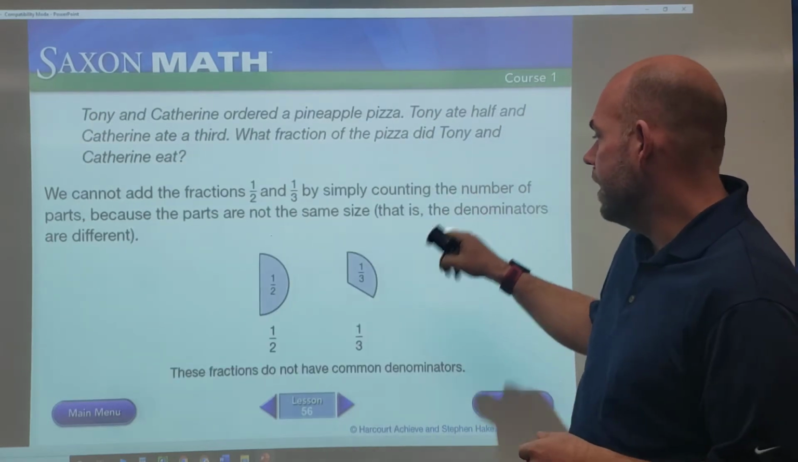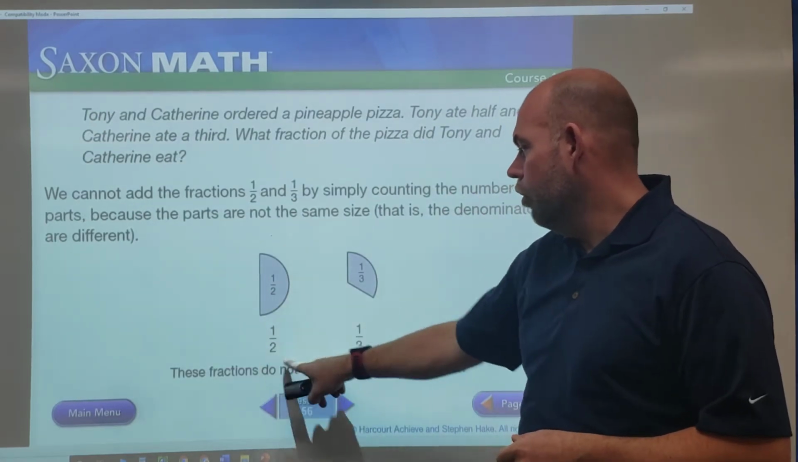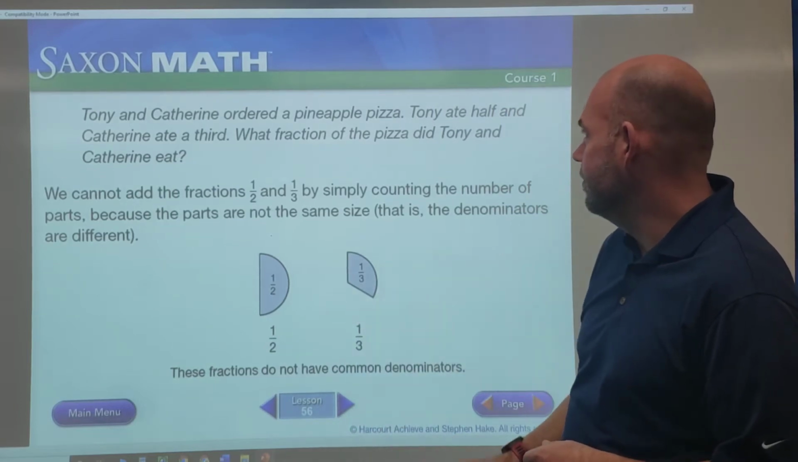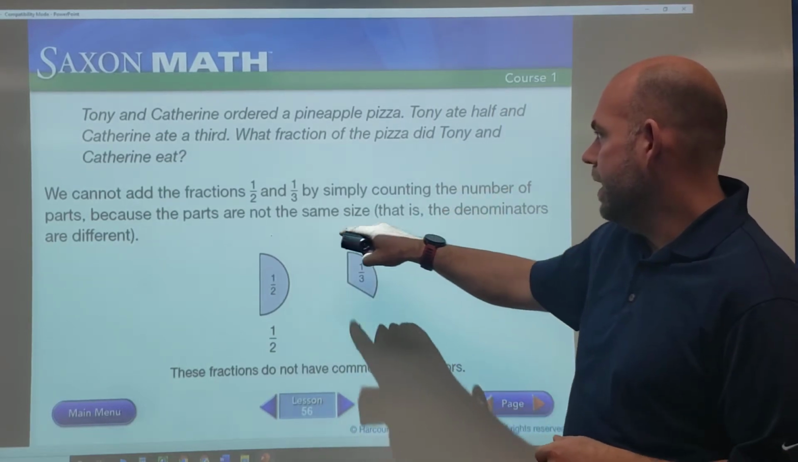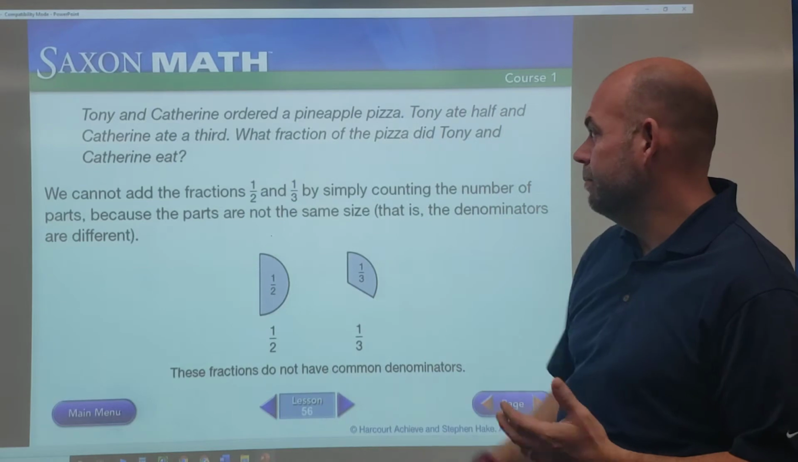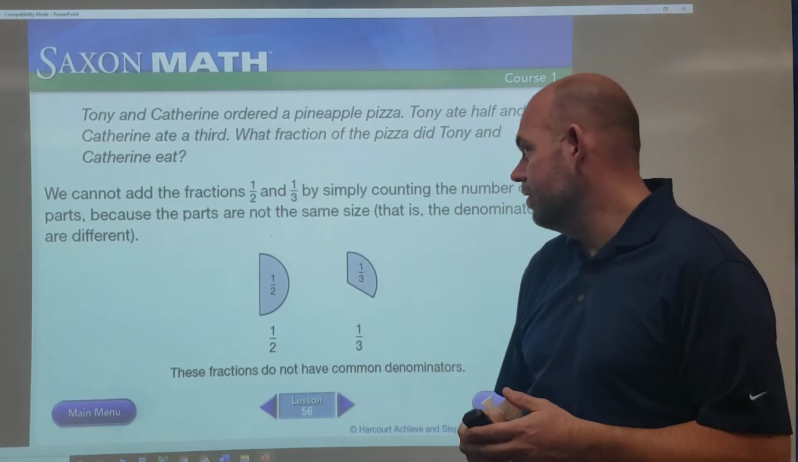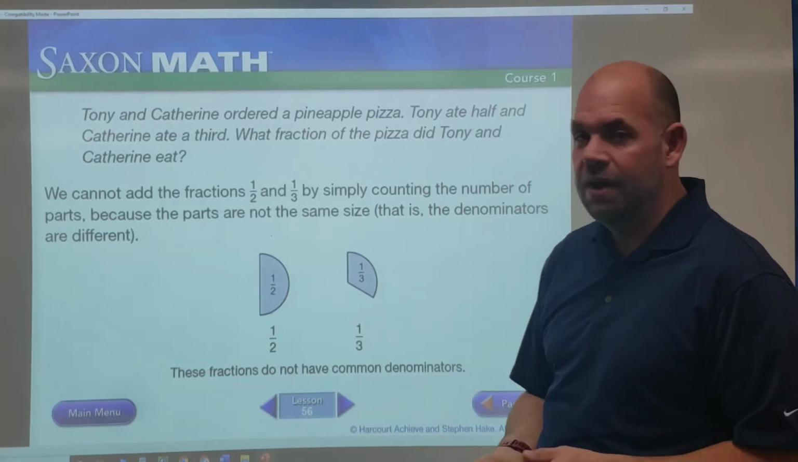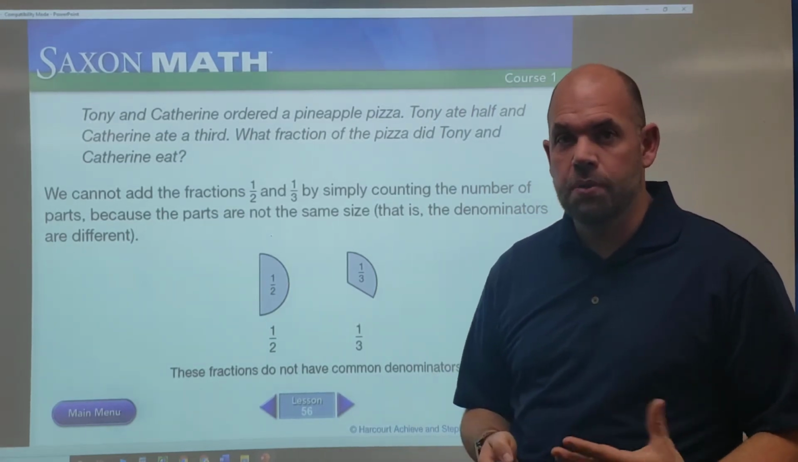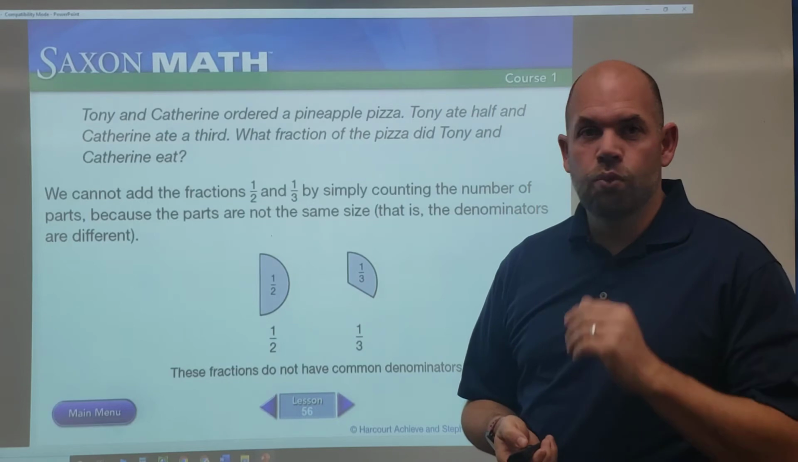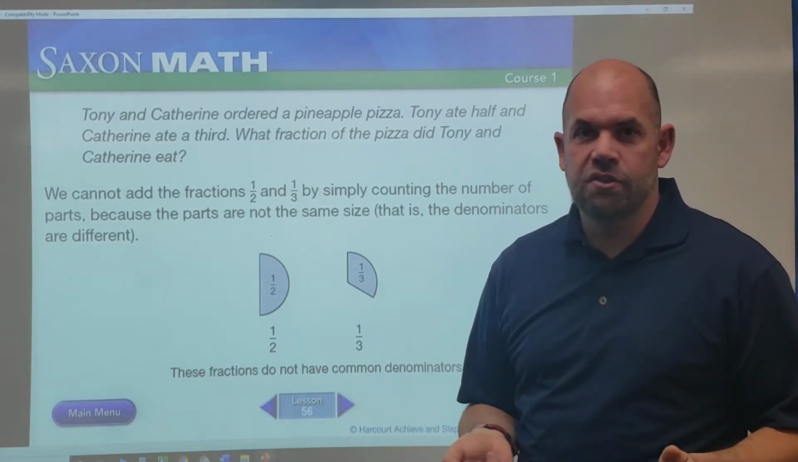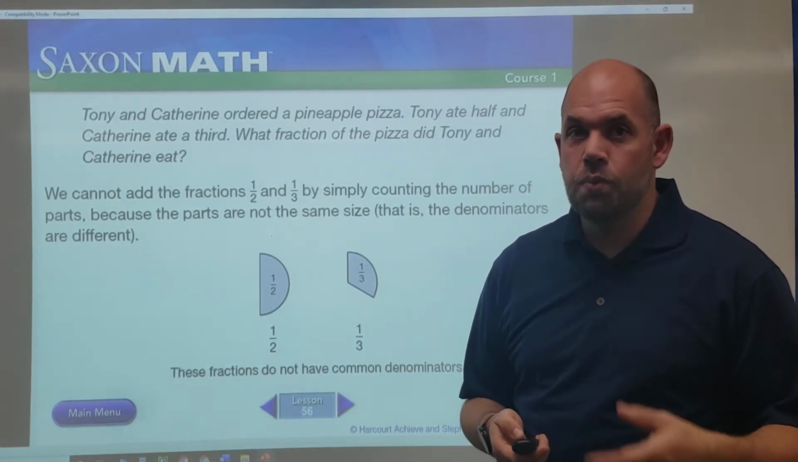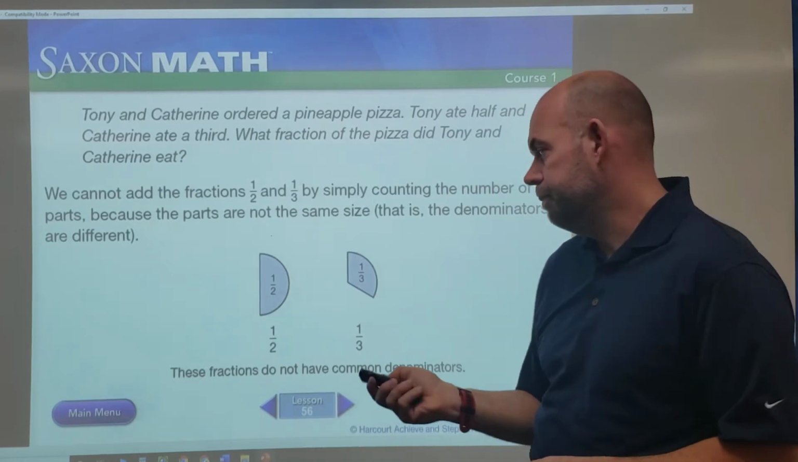We're going to show it like 1/2 and 1/3. We can't add the fractions 1/2 and 1/3 by simply counting the number of parts, because the parts aren't the same. The denominators are different. So we need to find a common denominator. That's the problem here, and this is a really common thing in adding and subtracting fractions. We have to have that common denominator.